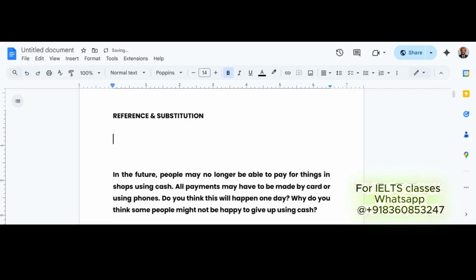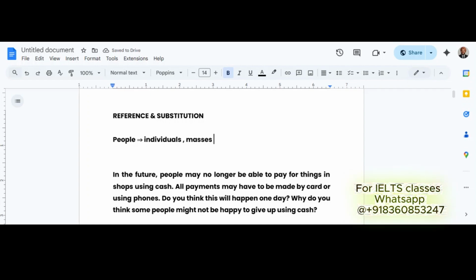So for example, let's take the word people. Whenever students want to refer to people in their essay, they always try to look for a different synonym. For example, instead of people, some of them might start using individuals, masses, etc., which is fine.